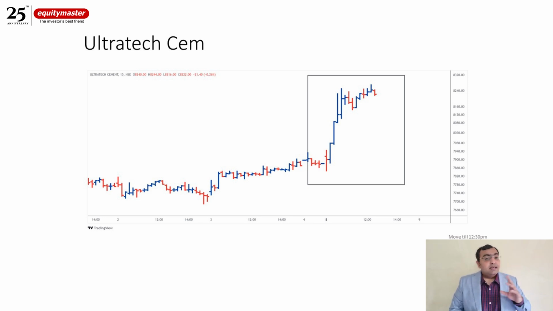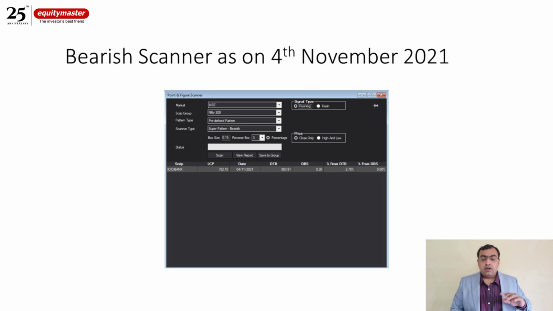Okay. Look at the bearish scanner over here. The only stock which I got in the bearish, I am taking Nifty 200 as a basket initially. You can take whatever you want, Nifty 500, F&O stocks, mid cap stocks, large cap stocks, Nifty 50. What I have done, I took Nifty 200 and I got a stock called ICICI Bank as a short setup.